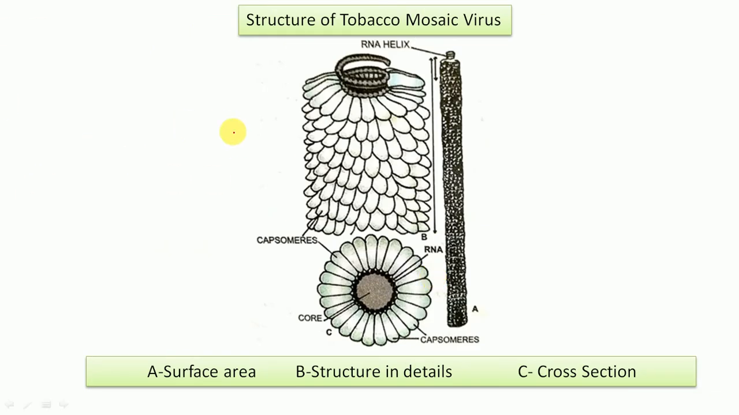Now this is the structure of tobacco mosaic virus. Okay, see, this is the detailed structure. Here is the capsid, which contains a number of capsomeres. Inside, the nucleic acid present is of RNA type. And here we can see how the capsomeres appear in cross section, and this is the core where the genetic material is present. Here is the cross section.